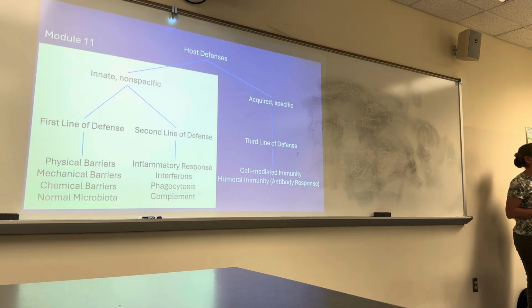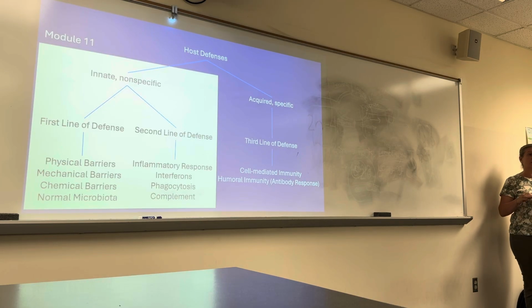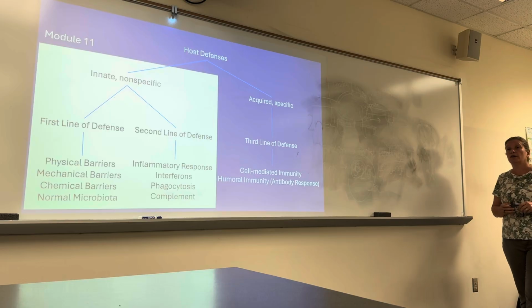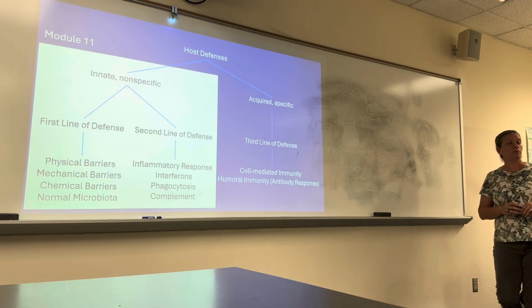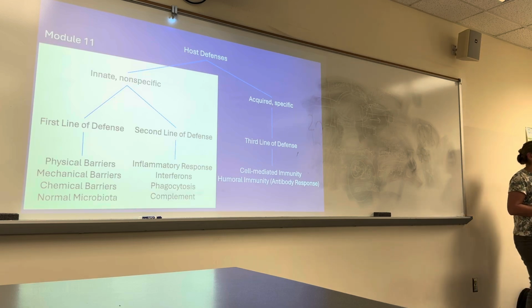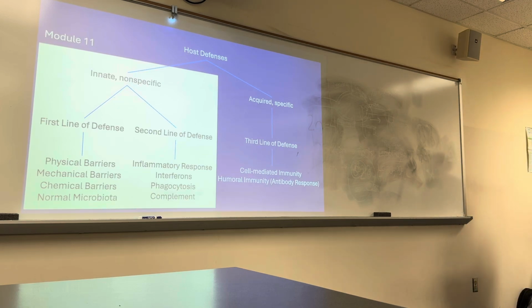The first line of defense is going to consist of structures, physical barriers, or mechanical barriers that are going to prevent access to the sterile regions of the body, the regions of the body that need to stay sterile. And then we also have chemicals that are going to be involved in some processes that work to prevent those pathogens from even entering into the system.